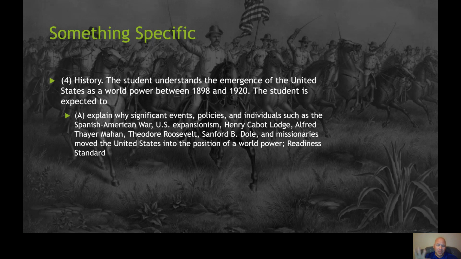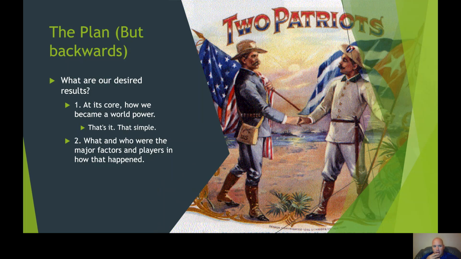So let's start with the plan, but backwards. So what are our basic desired results? When I first started doing this, I'm getting ahead of myself. At its core, our desired outcome is for kids to understand how we became a world power. It's that simple. We don't have to overcomplicate this. Everything else are the steps in how we got there. So we need to identify what those steps and who those players were.